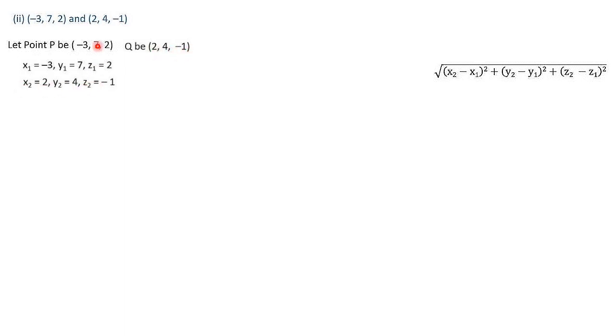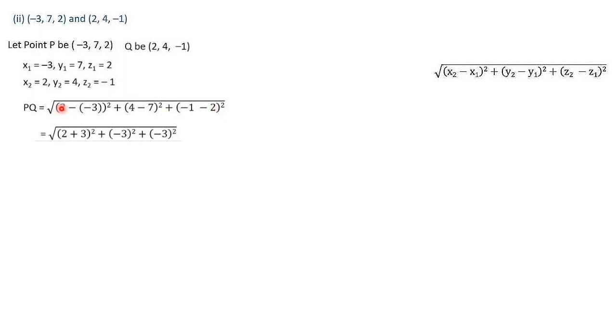Even if we change the order, it's not an issue, okay? When we apply the distance formula, PQ is equal to root of (x2 minus x1), so 2 minus minus 3 the whole square, plus (y2 minus y1), so 4 minus 7 the whole square, plus (z2 minus z1), that means minus 1 minus 2 the whole square.